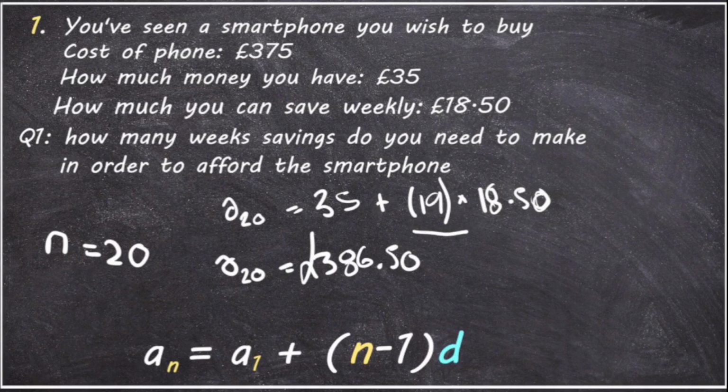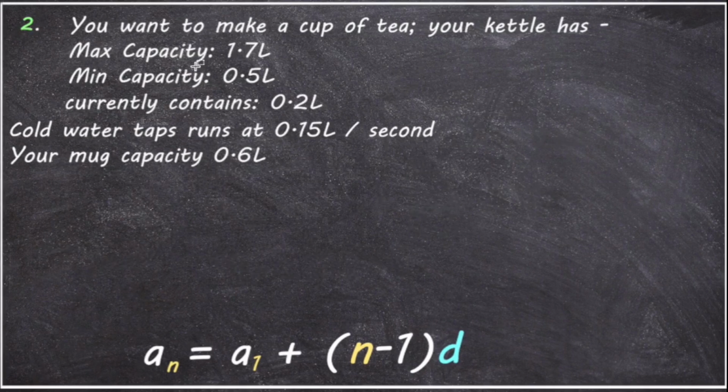Let's move on to the second scenario. You're at home and you want to make yourself a cup of tea. Your kettle has a maximum capacity of 1.7 litres, a minimum capacity of 0.5 litres, and at the moment it only contains 0.2 litres because somebody didn't top it up after their last hot drink. In your area, the cold water tap runs at 0.15 litres per second, and the mug that you want to drink out of has a capacity of 0.6 litres.